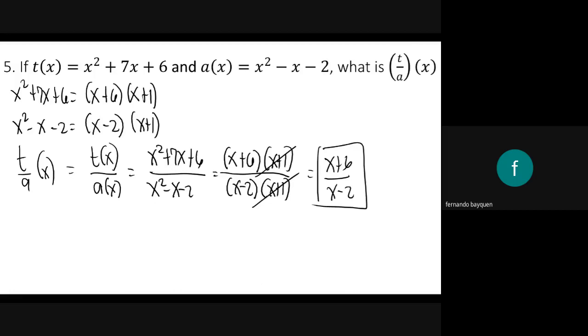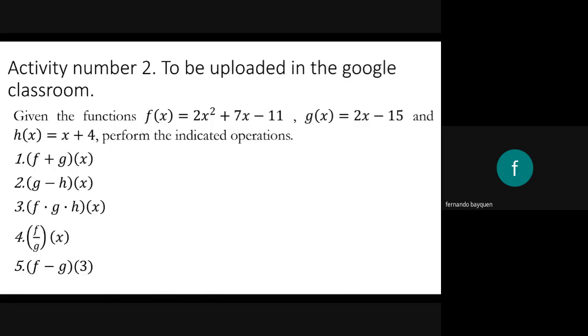Okay, this will be the activity number 2 to be uploaded in the Google Classroom. So we only have 5 problems. Can you do a screenshot kasi tomorrow ko pa ito masasend dahil meron pang 2 section bukas. I only need the solution. Kahit huwag nyo nang kopyahin yung problem.